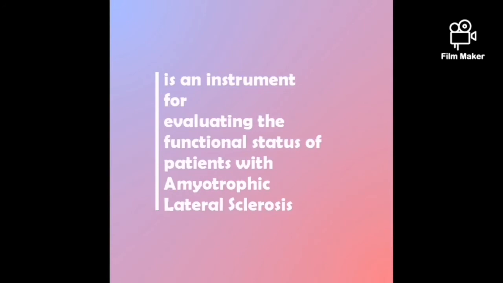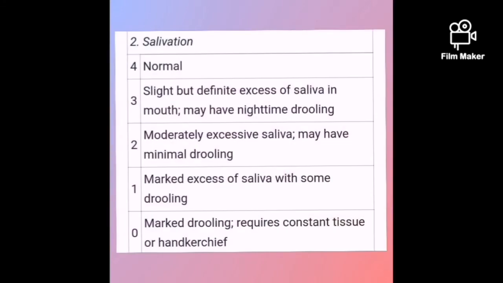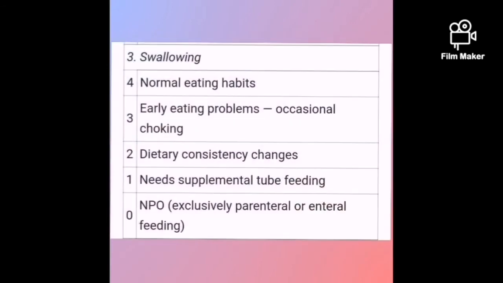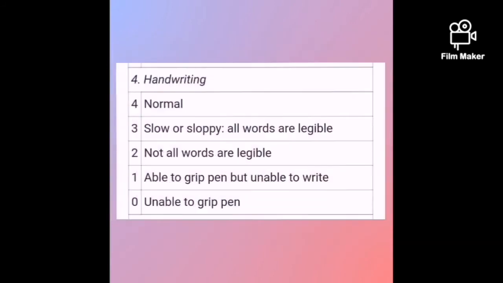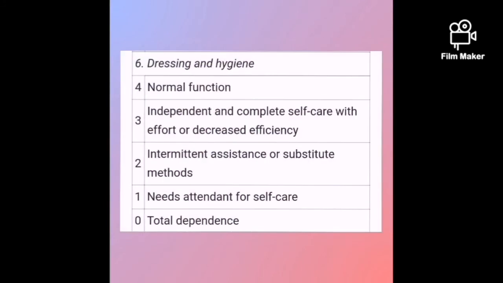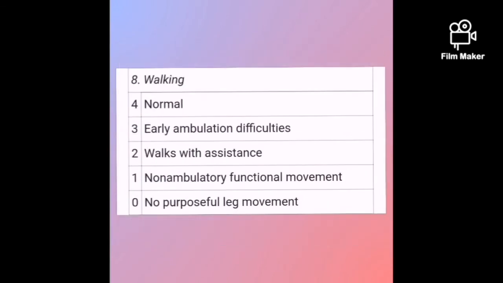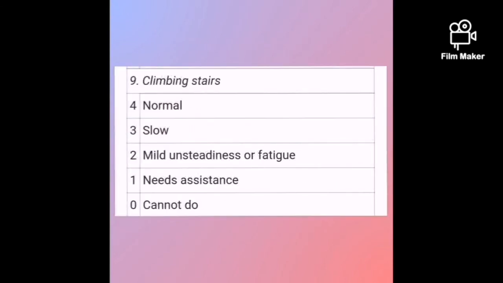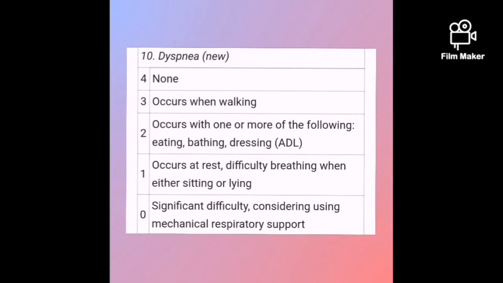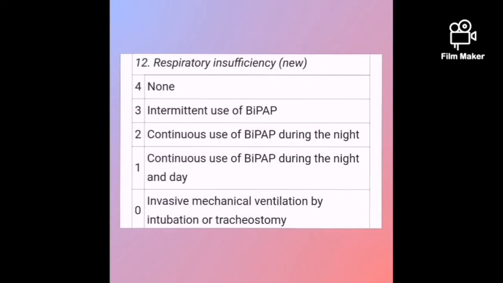The ALS Functional Rating Scale is an instrument for evaluating the functional status of patients with amyotrophic lateral sclerosis. In the questionnaire, there are 12 questions that can have a score of 0 to 4, as 0 indicates no function while 4 indicates full function. And to make it easier for the patient, in every score in every question, there is a description to let the patient choose the best situation they are in at the moment. It measures speech, salivation, swallowing, handwriting, cutting food and handling utensils, dressing and hygiene, turning in bed and adjusting bedclothes, walking, climbing stairs, and breathing.